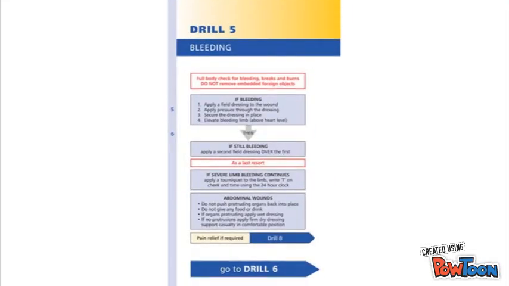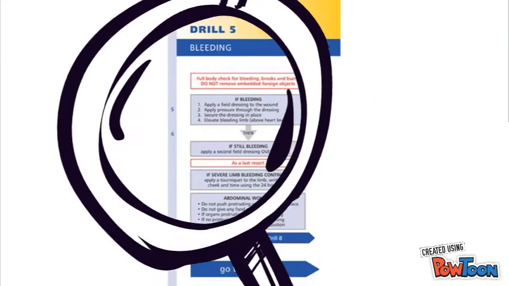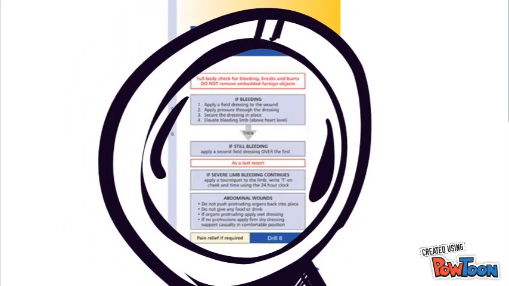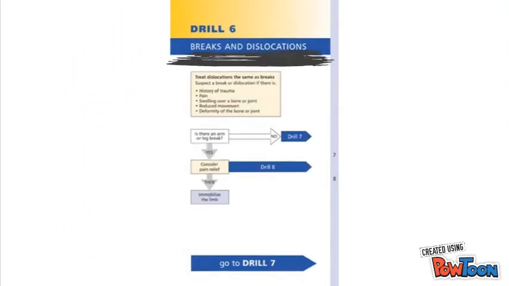During drill 5, you will check for any other bleedings than catastrophic ones. Look at the steps carefully. During the lesson, we will go over this in detail. In drill 6, you will be looking for and treating suspected breaks or dislocations. Once you have done that, you may move on to drill 7.